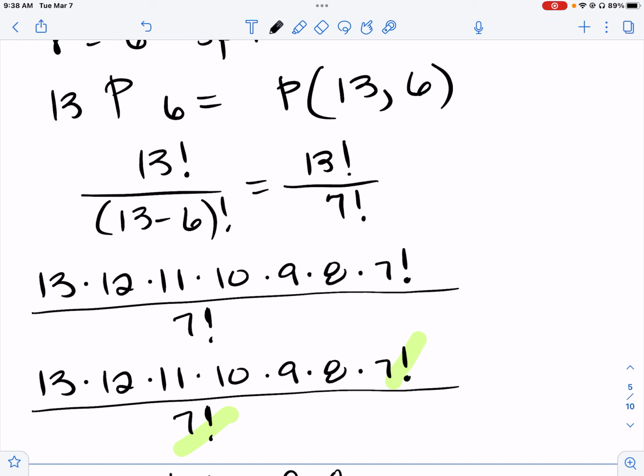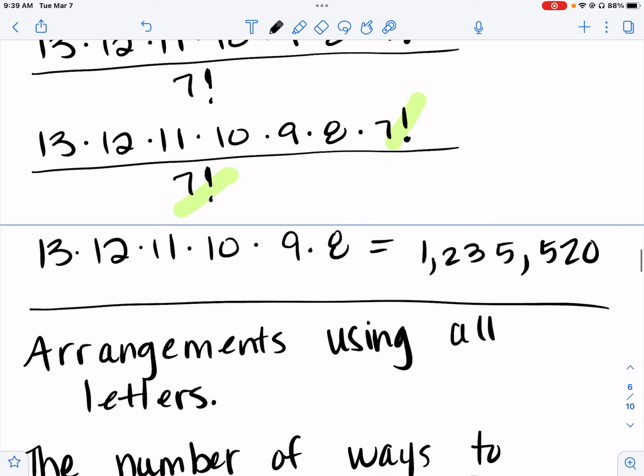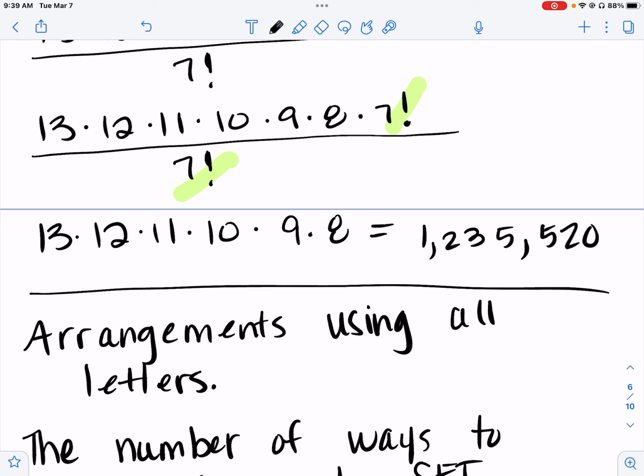So 13 times 12 times 11, 10, 9, 8. We're going to stop at 7 factorial, which means 7 through 1, so we can divide it out with the 7 through 1 on the bottom. You can write it out, this just saves you some time. So the 7s cross out, and that just leaves us 13 through 8 to multiply.